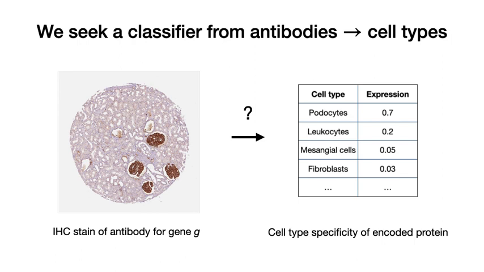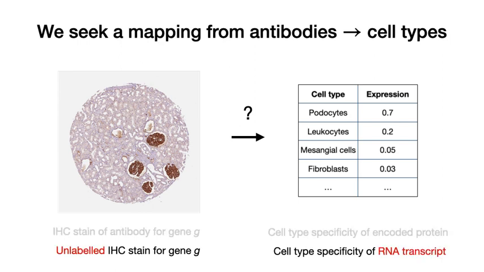If we had a subset of images labeled at our cell type resolution of interest, as opposed to just those two coarse regions from the previous slide, we could set this up as a standard supervised learning problem. However, we cannot generally assume this data is available. All we assume we have here are these unlabeled IHC images and this noisy but readily available proxy for cell type specificity at the protein level, which is specificity at the transcript level, as measured by single-cell RNA sequencing in an independent dataset.